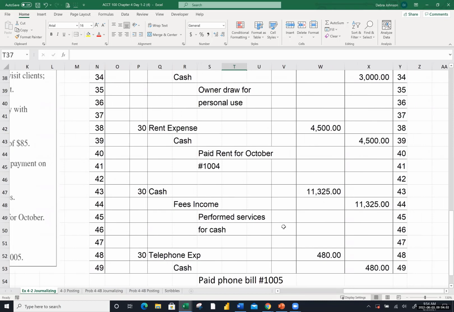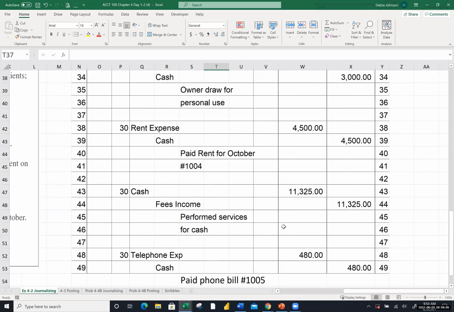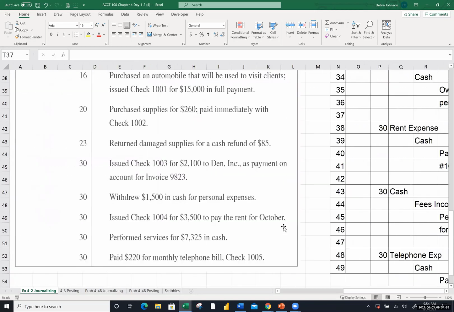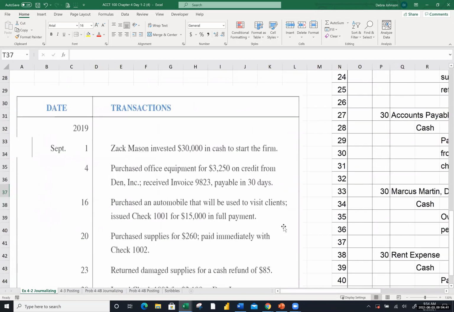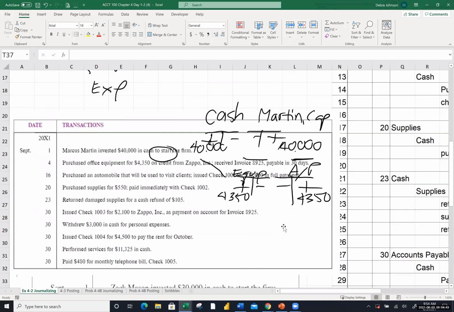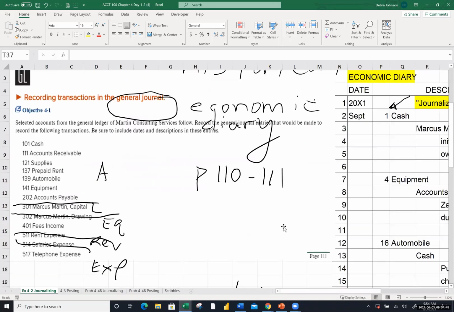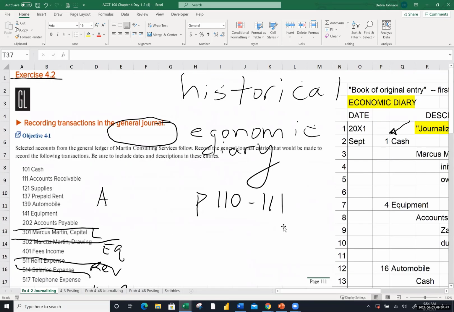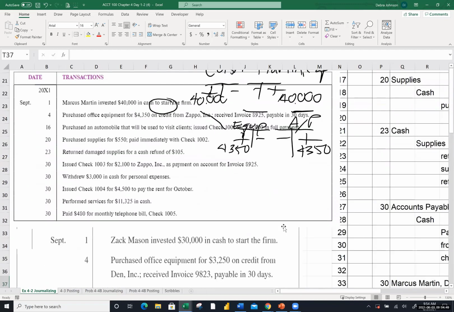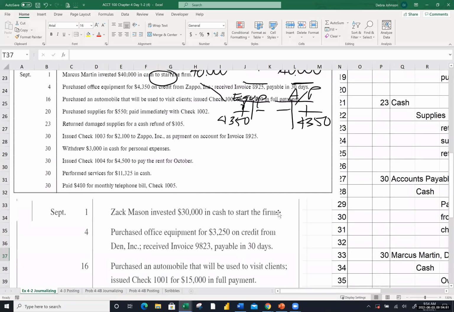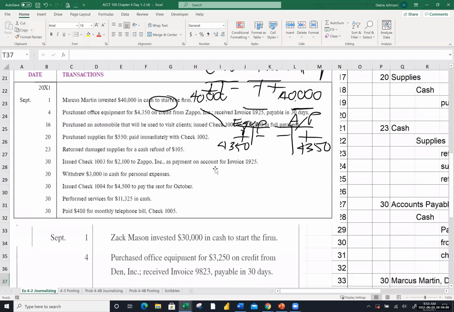Oh, okay. I think I was confused because I was going based off of the transactions on the left. Let me make sure. I was first confused by the withdraw $3,000, but it said to withdraw 1,500 for personal expenses. Oh, okay. Now I see what you see. It looks like this does not match the book.